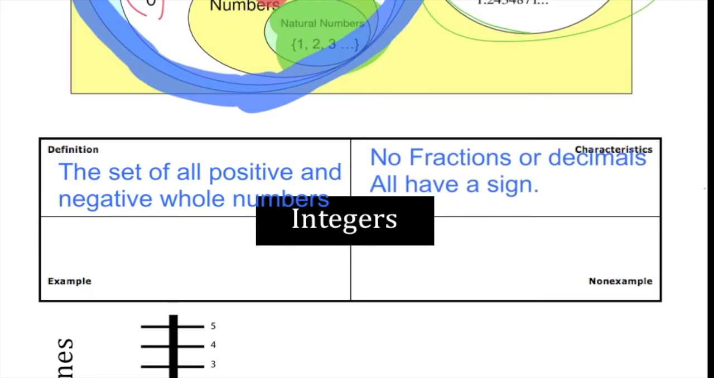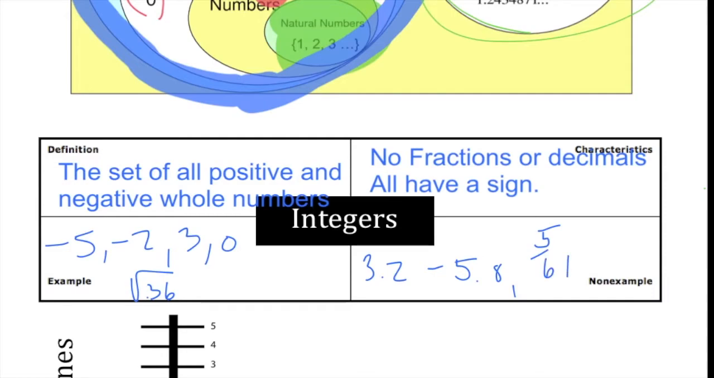What would we say for some examples? Some examples of our integers, certainly something like negative 5, negative 2, but also positive numbers like 3 or 0, maybe even the square root of 36, because that's 6, or negative 6. But non-examples would be 3.2, even negative 5.8, or 5/6, or the square root of 2, or 1.7 repeating. All of these would be not integers.